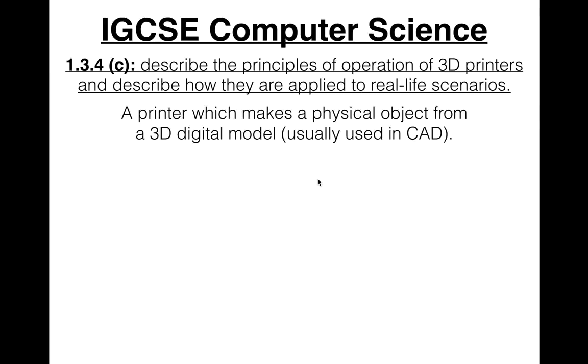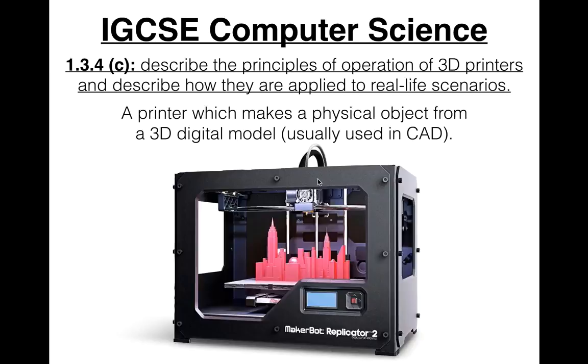It's usually used in computer-aided design. Now when we looked at 3D scanners, we looked at computer-aided design with them. So what you could do is get a 3D scanner, scan an object, put it on your computer, and then print the object on the 3D printer from your computer. So that's pretty cool. A 3D printer kind of looks like this. So there's a little city there.